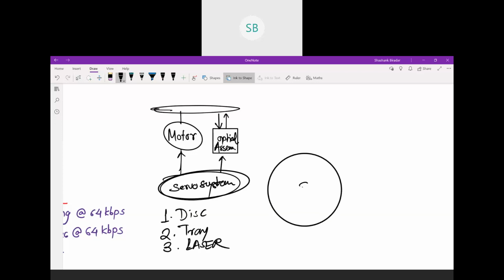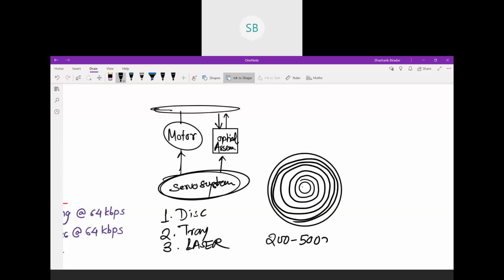This is a compact disk. You are writing the data right from the center to the edges. What we have seen is that in compact disks the rpm, the speed of rotation, varies from 200 to 500 rpm. Why does this variation exist? That is the question.